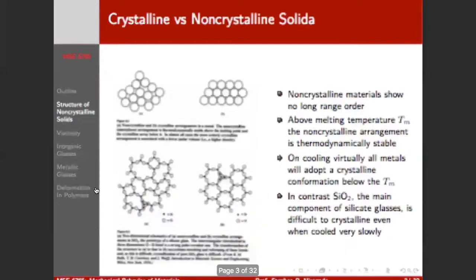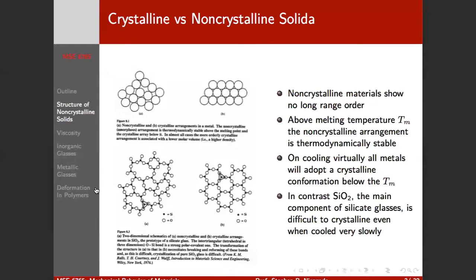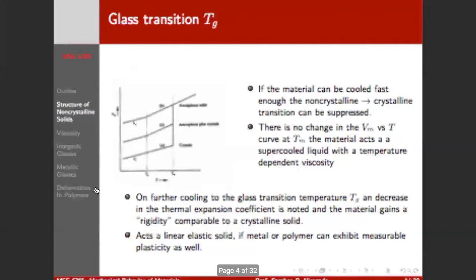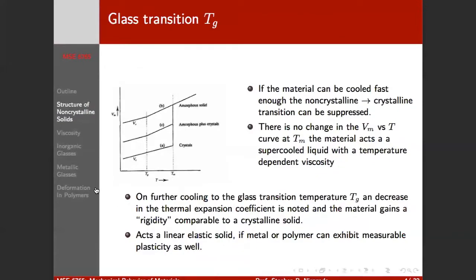So the first metallic glasses involved cooling rates of 10 to the 6th Kelvin per second. We've now found alloys that can basically be air cooled to metallic glasses. But if we can cool fast enough, we can suppress this crystalline transition.